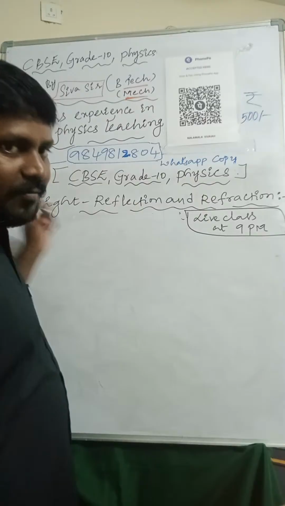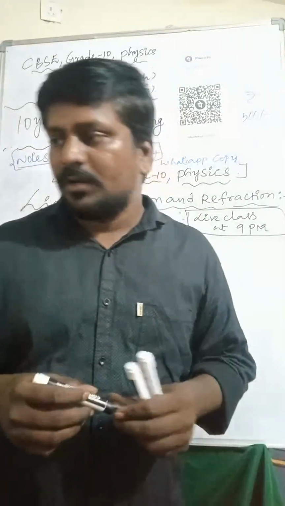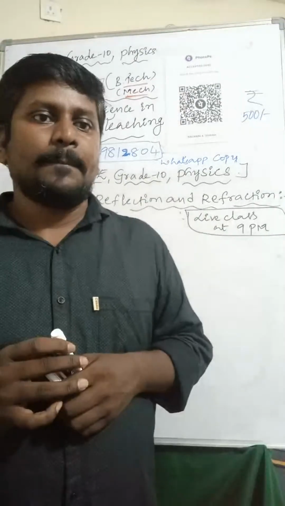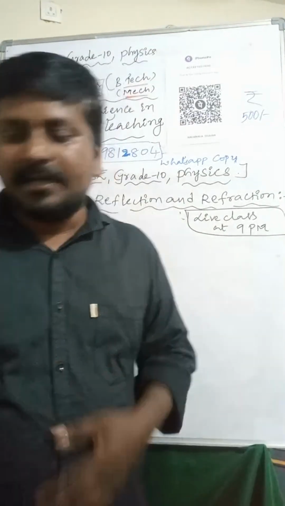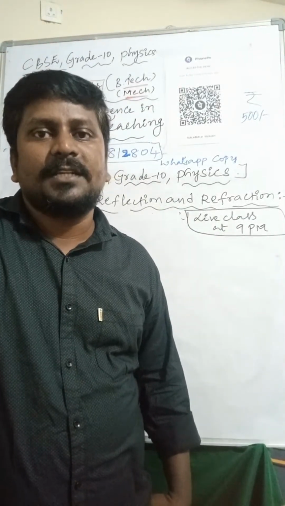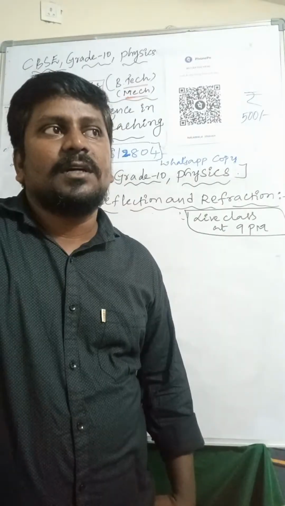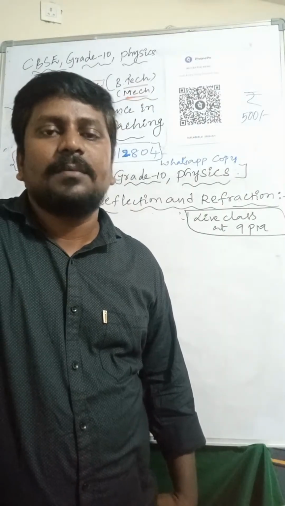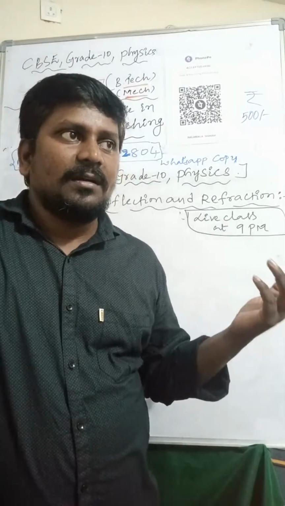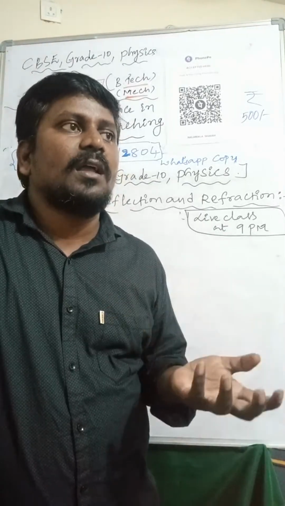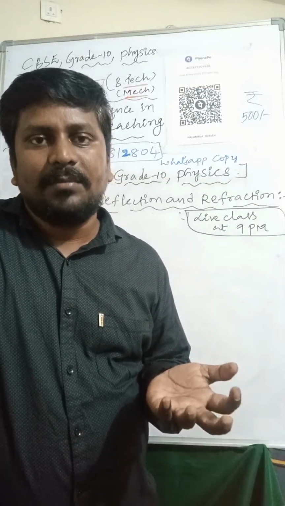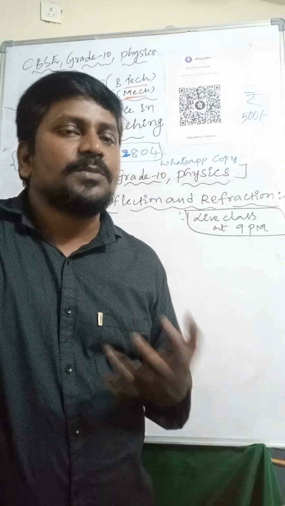So I'll explain one more. We can take object and image related to the plane mirror only. I'll explain the object and image first, and how it will be. Then we'll go to the nature of the image formed by the plane mirror. After that we'll go to the spherical mirrors.